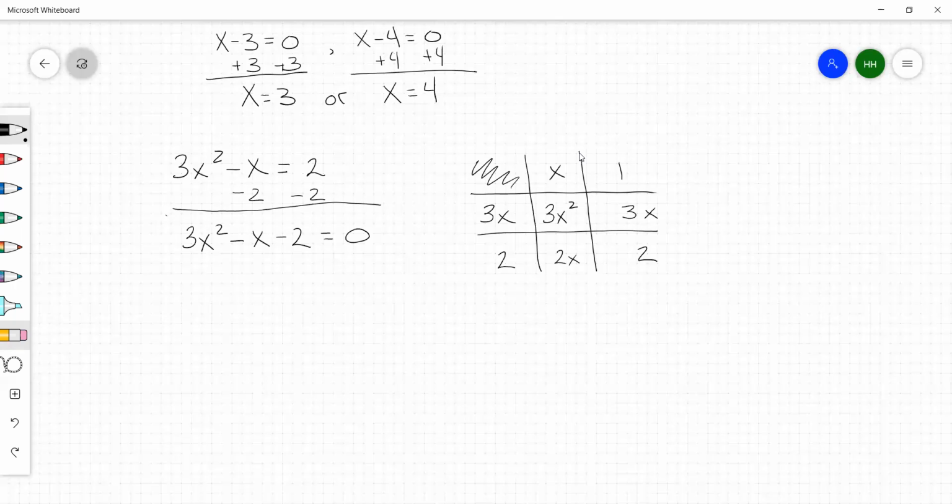This 2 needs to be negative. And if this x value needs to be negative, then the larger of these two x's needs to be negative. So right here needs to be a negative. This 3x needs to be negative. So in order for that 3x to be negative, this 1 needs to be negative. So that gives us 3x times negative 1, negative 3x. And it gives us 2 times negative 1 is negative 2. So that works.